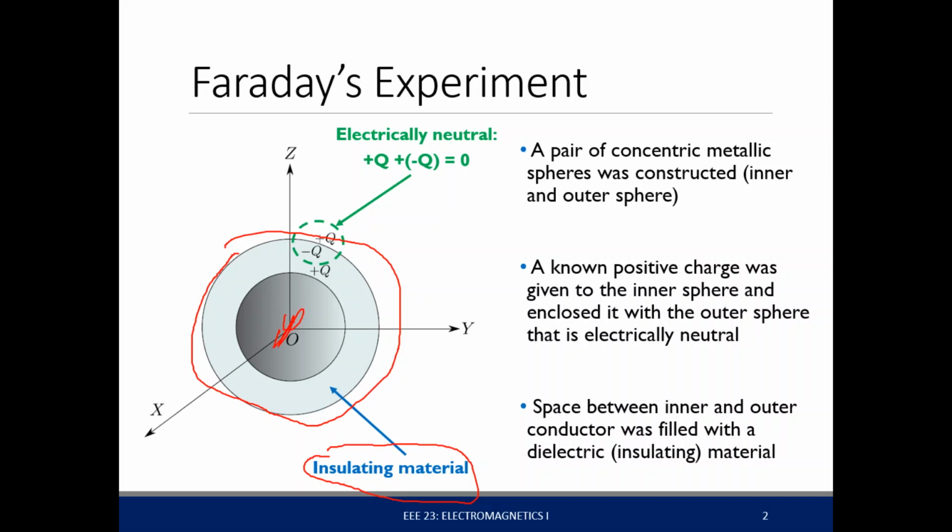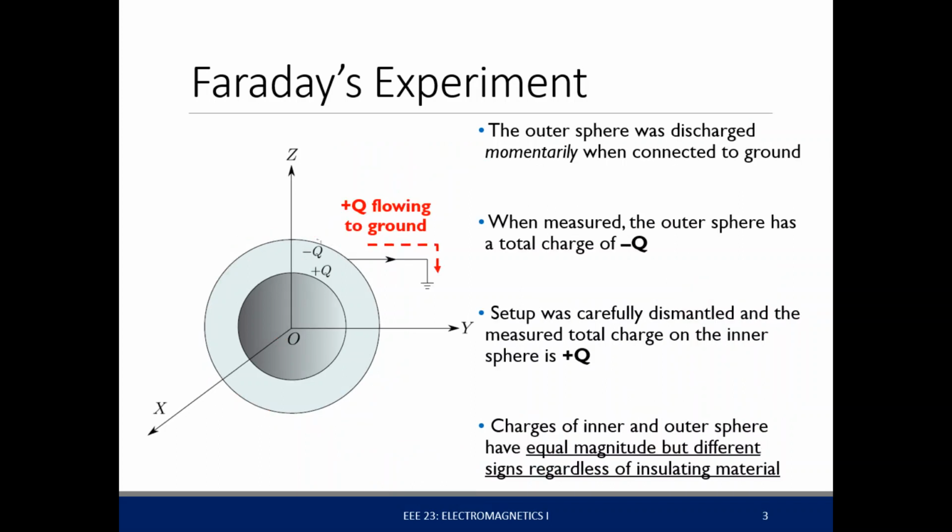So as you know, recall that positive charges attract negative charges and repel positive charges. Now, what happened is that when Michael Faraday grounded the outer sphere, the positive charges flowed to ground. Take note that this momentarily connected the outer sphere to ground. So when measured, the outer sphere has a total charge of negative Q.